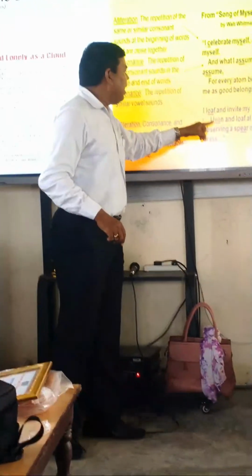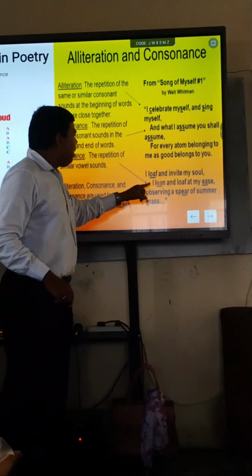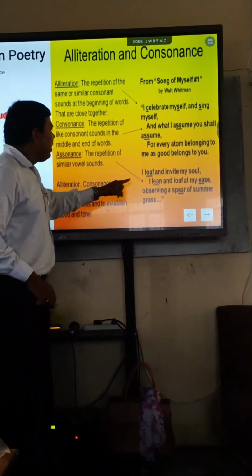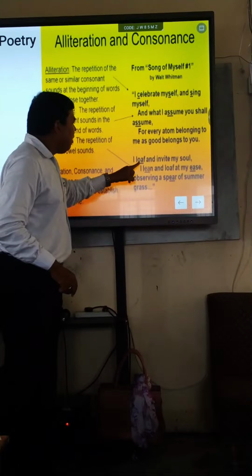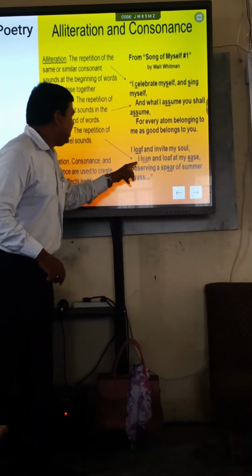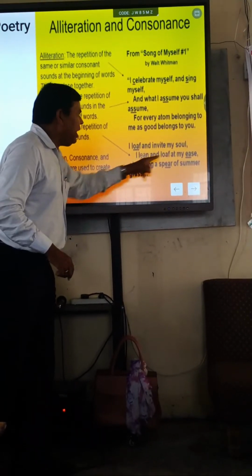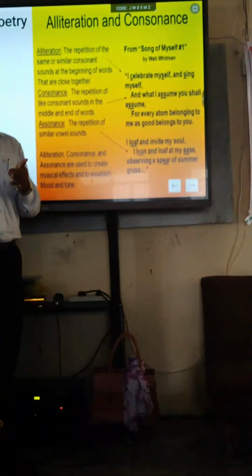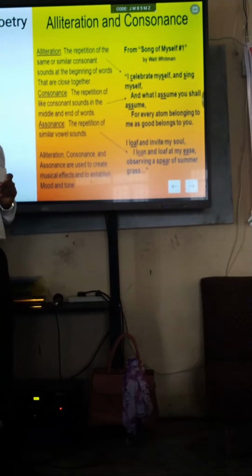Here you see low, loaf. The vowel sound is there. Green, it is there. The sound is there. So it is called assonance.